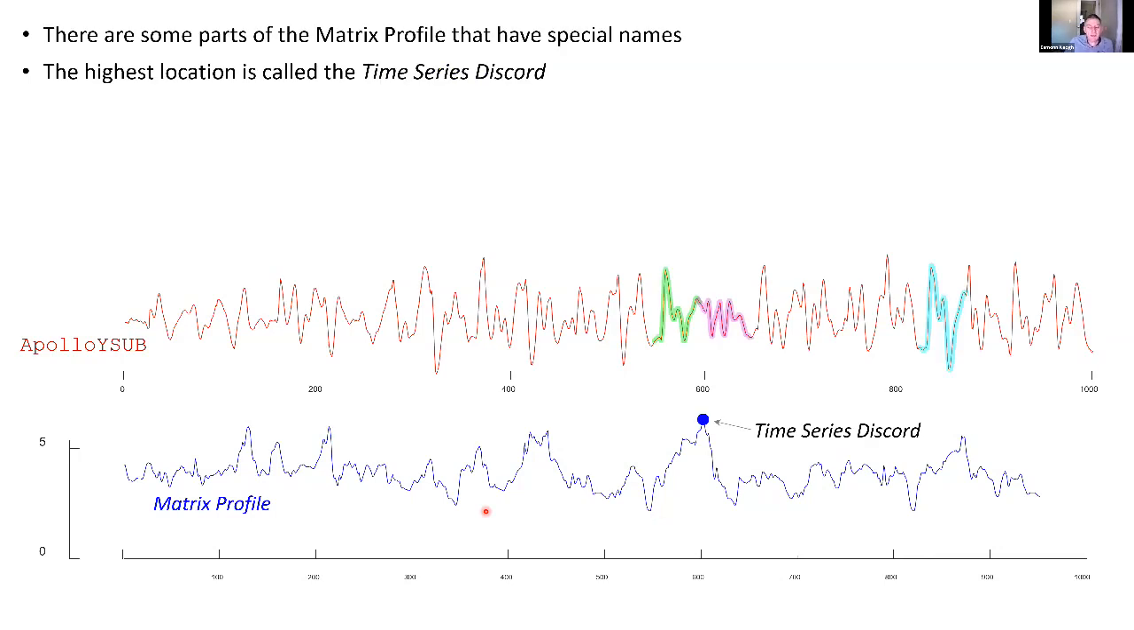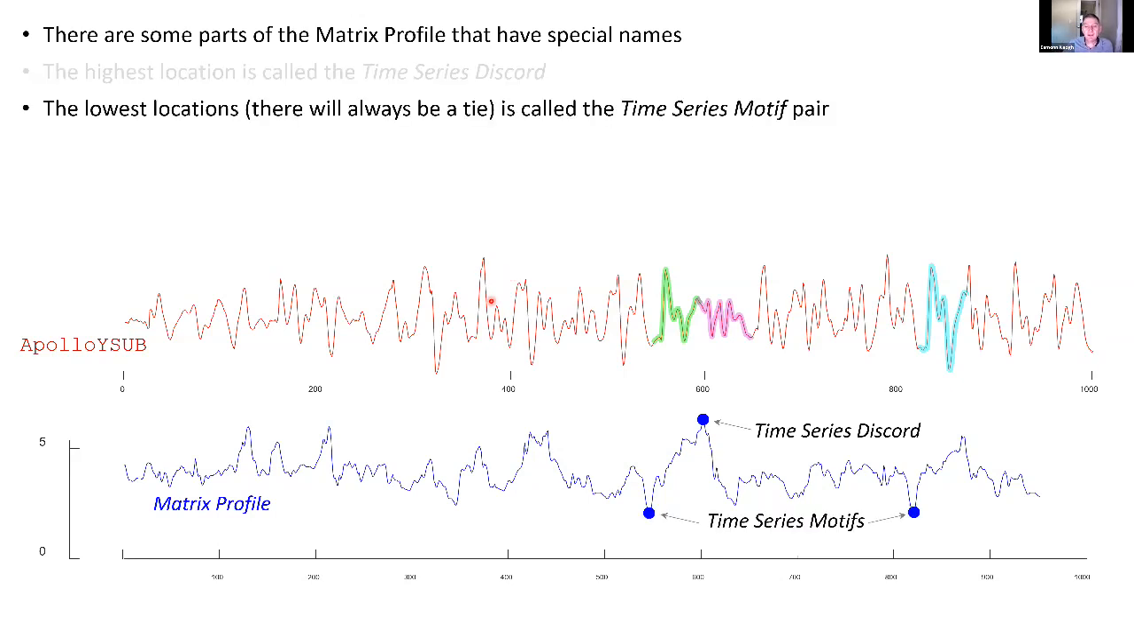So there are a couple of locations of the matrix profile that have a special name. Let's actually know those names. So I look for the highest value. It's high here, but the highest value is right there. The highest value has the name time series discord. And what that tells you is that the subsequence at this location here is in some sense the most unusual, the most unique, the most novel, the most anomalous subsequence in all the data.